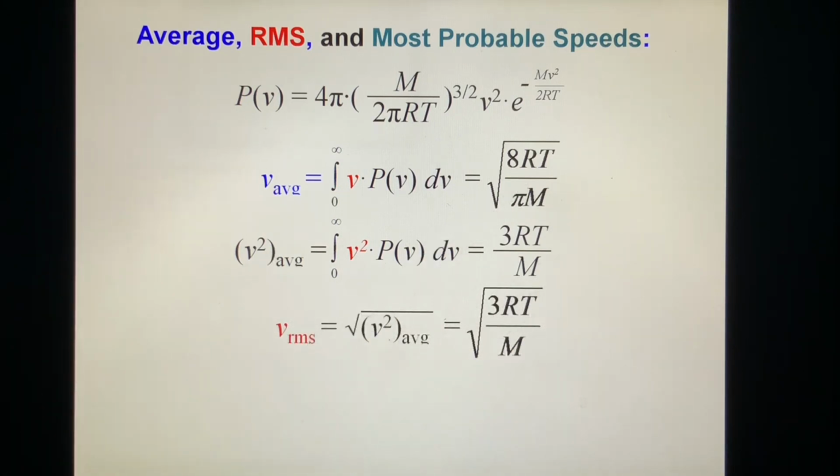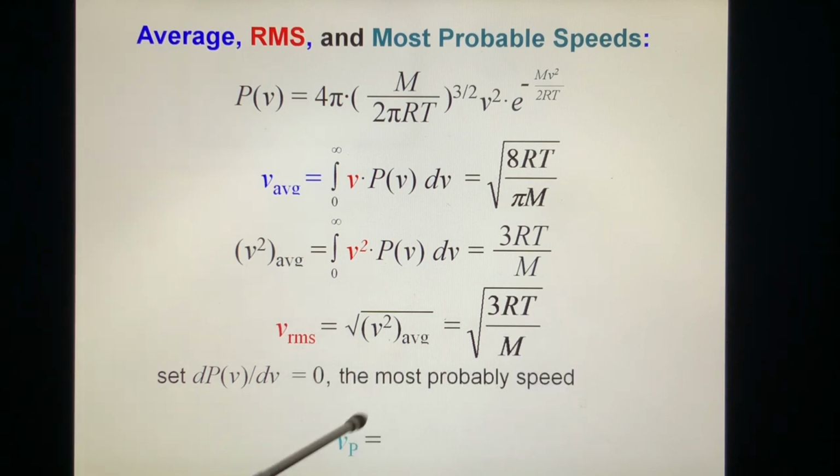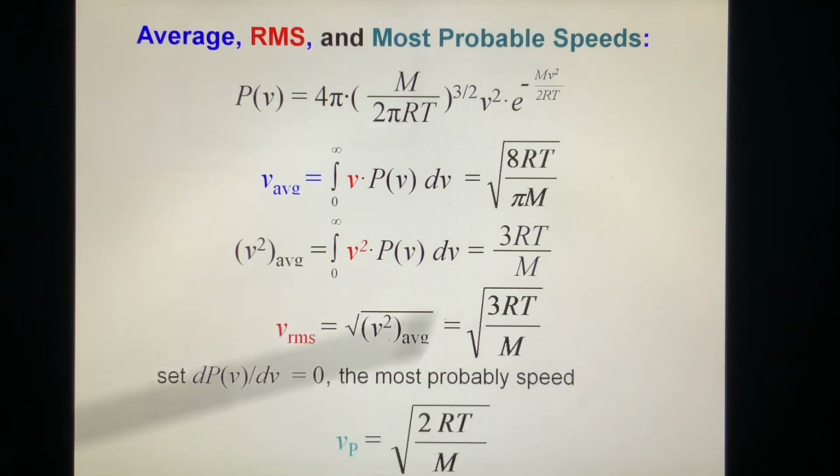Finally, the most probable speed. What do we do? We take dP/dv equal to 0, so we can find the maximum or minimum. In this case, we find v is equal to the square root of 2RT over M. You should remember the answer. You don't have to do the calculation, okay?